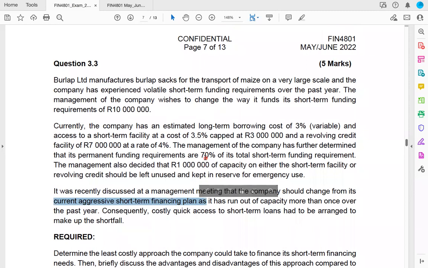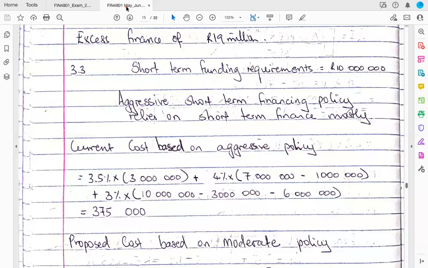Because it's short-term finance, the money can run out quickly. You borrow it for a short term, then you have to pay it back, so you can end up running out of capacity. So what the company wants to do is opt for a more conservative approach rather than the aggressive approach they've been using, because it's proving a bit expensive when they want to raise short-term loans once they run out of funds.